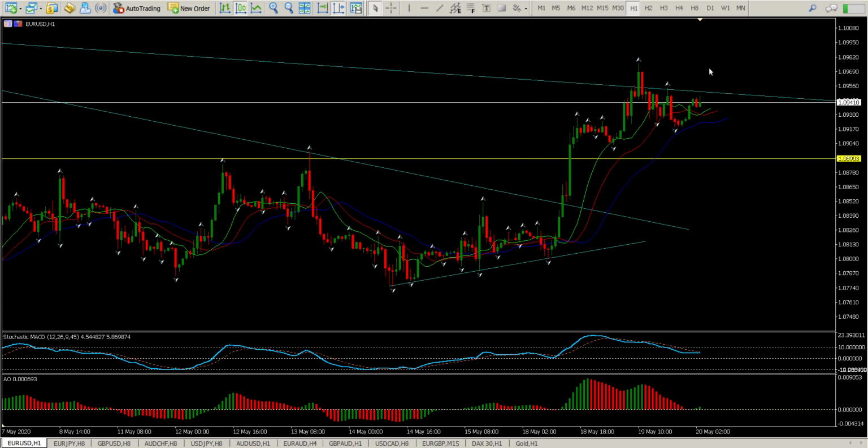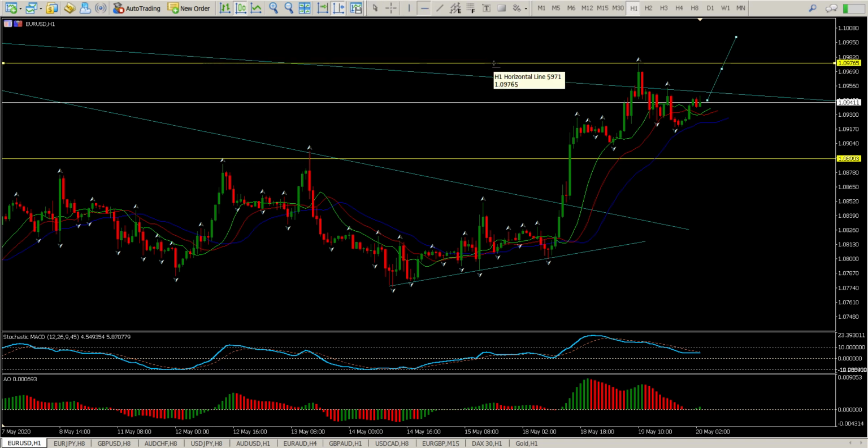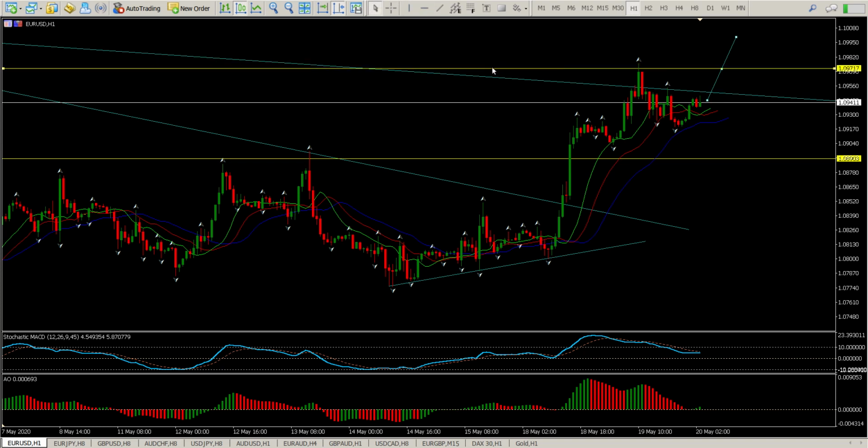Okay, so if I delete this, what are we talking about? I'm talking about a move up like that. So let's just get that in there. I want to see a retest. I want to see some positive price action on the retest, and that'll be a trigger for the long at the moment.